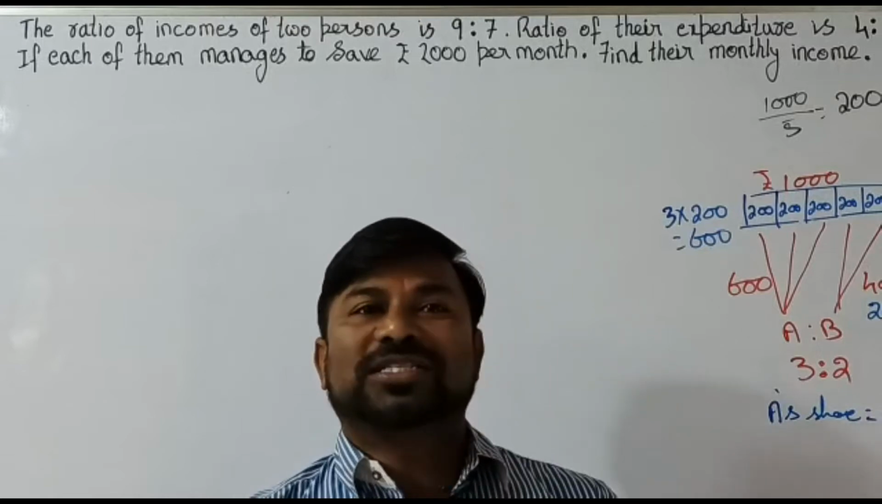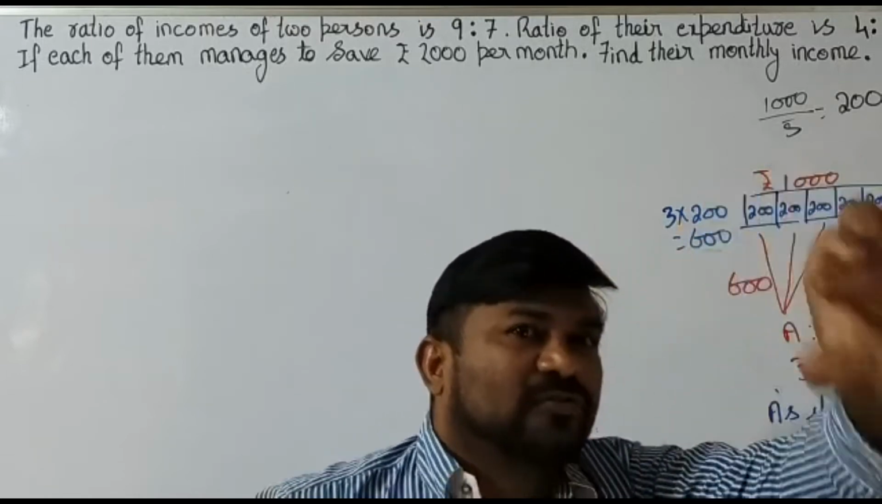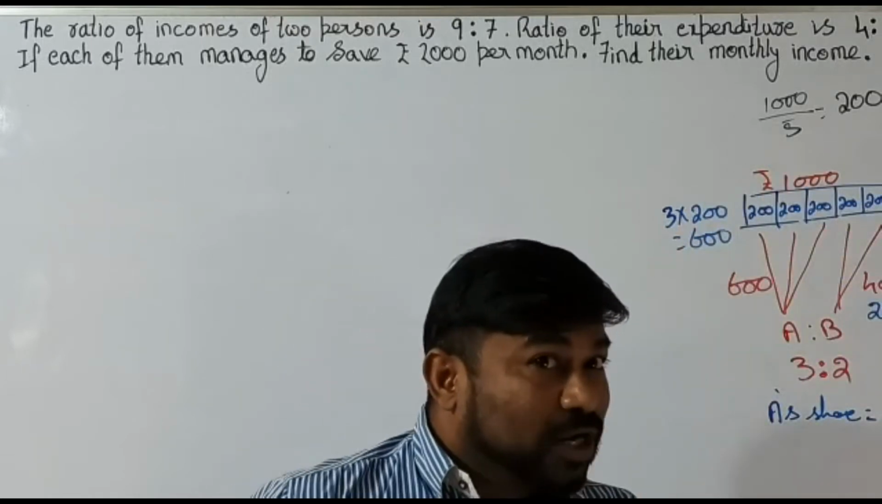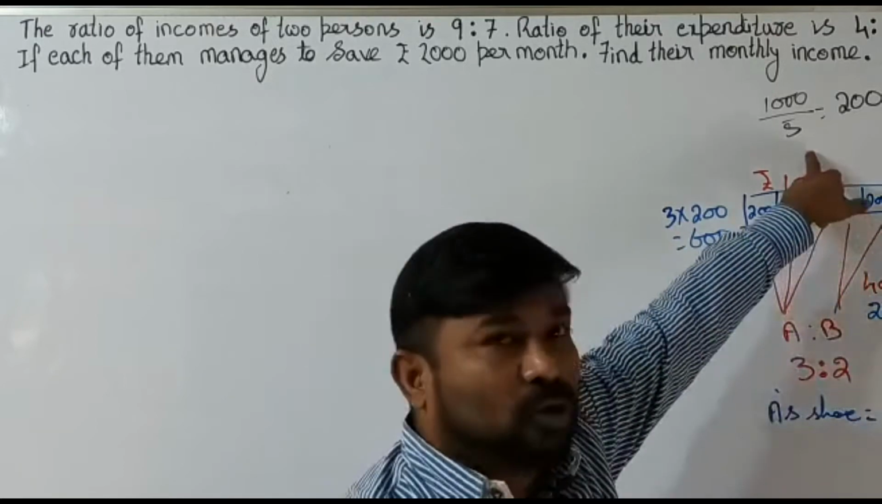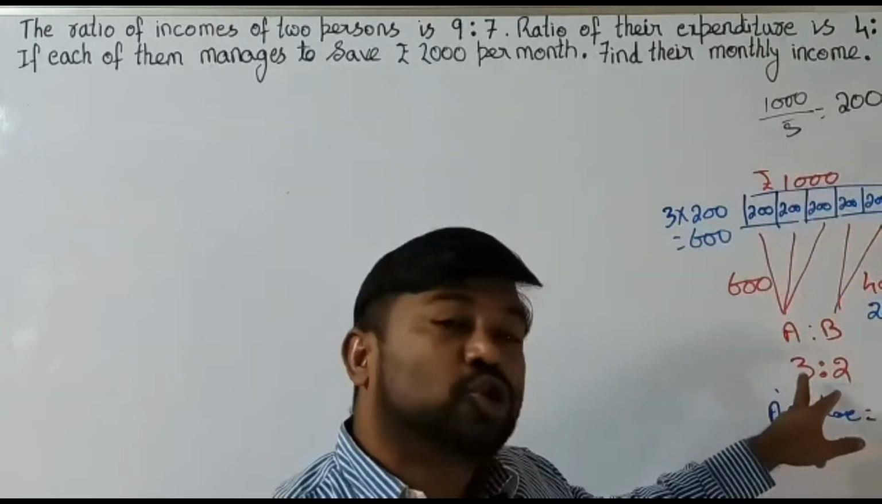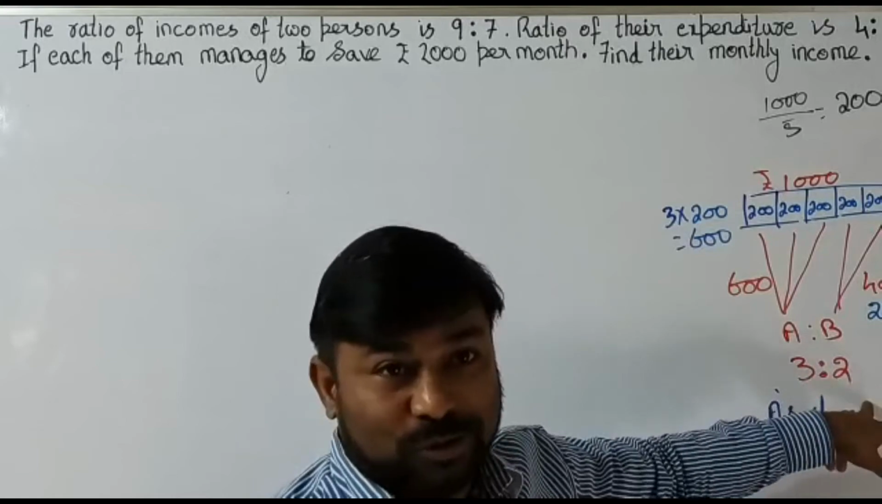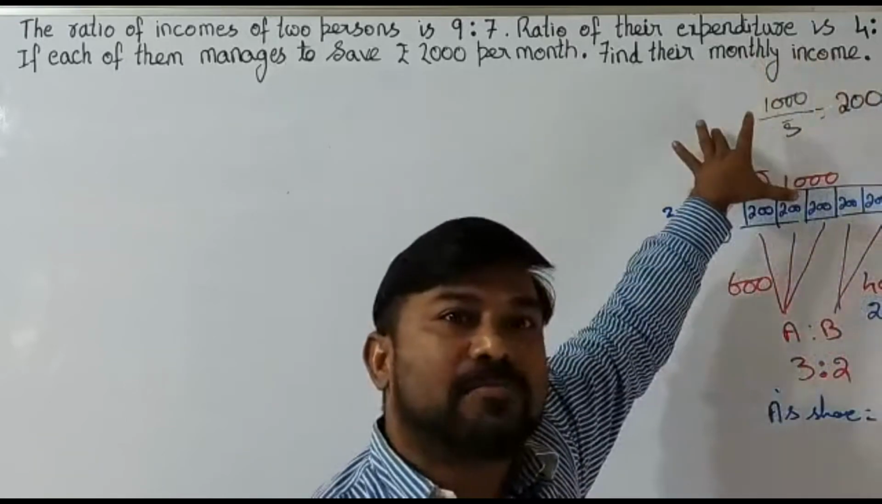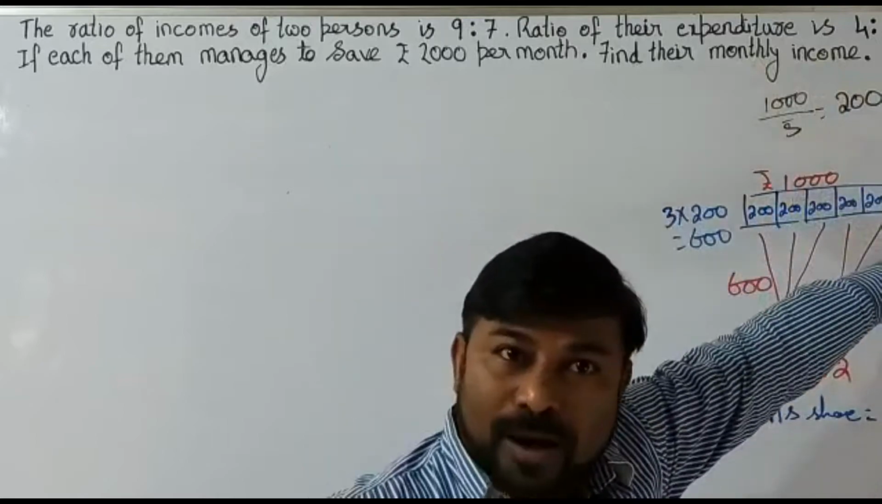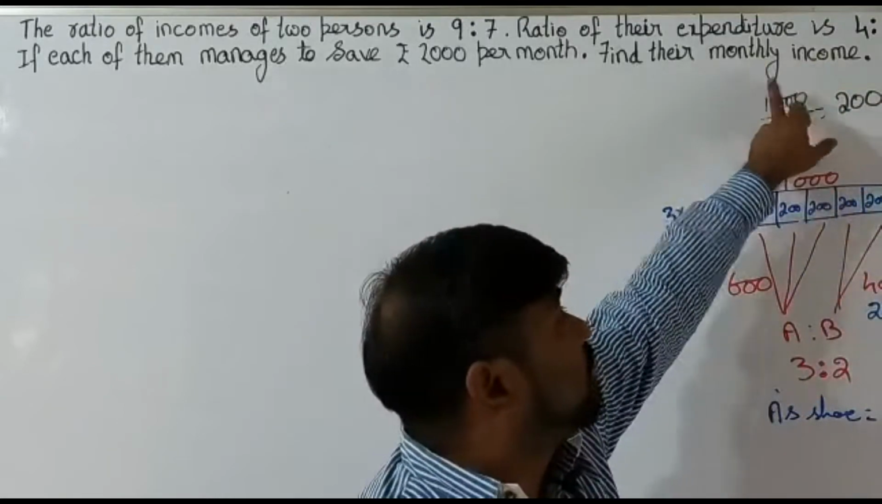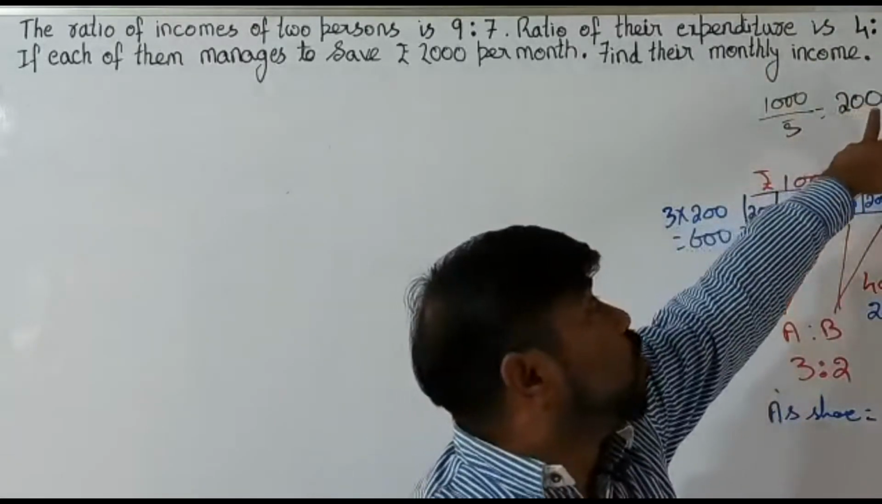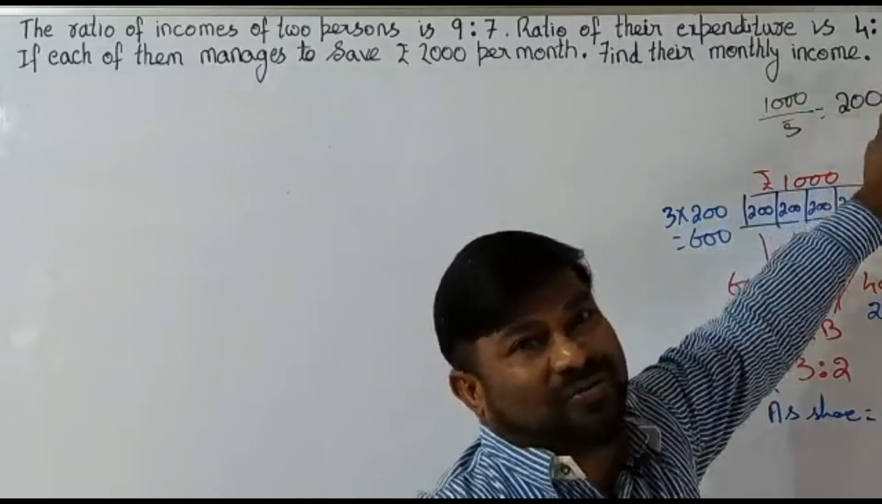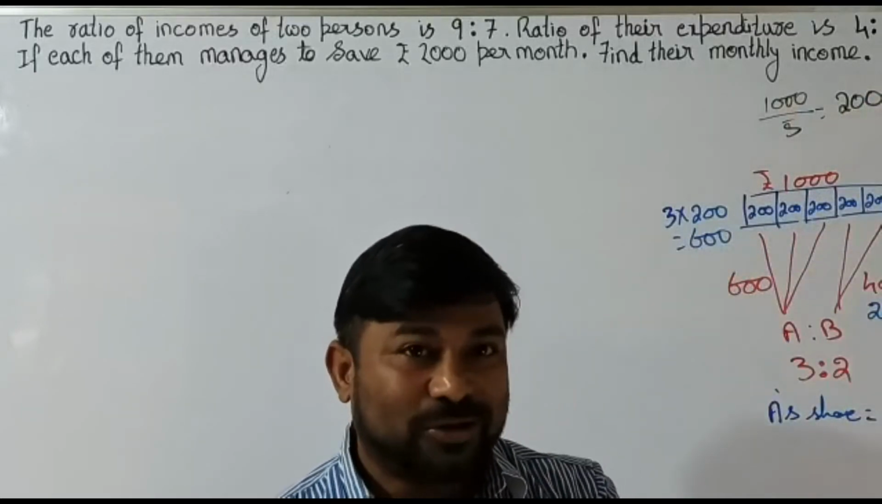So here the main logic is, what is the unit value? How did you get the unit value? The total amount is there. What is the ratio you have? 3:2. Total is 5. I have divided that entire money into 5 equal parts. So the total money divided into 5 equal parts, what's the unit value? 200. You got it.